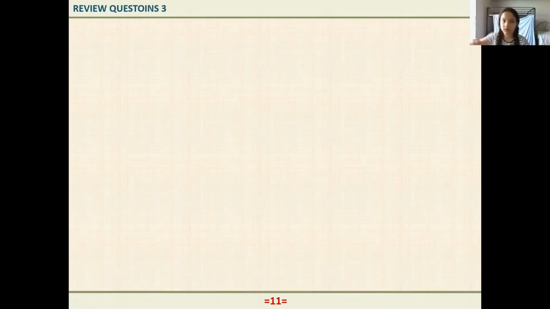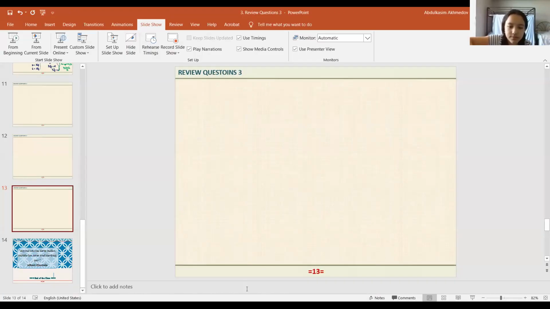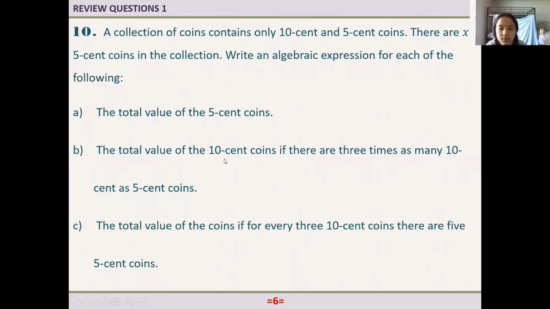Let's see. It says a collection of coins. Oh, okay, I got it. All right. Okay, let me just check if we have it there. All right, this question. Can you see it? Yeah, I could see it. Good.